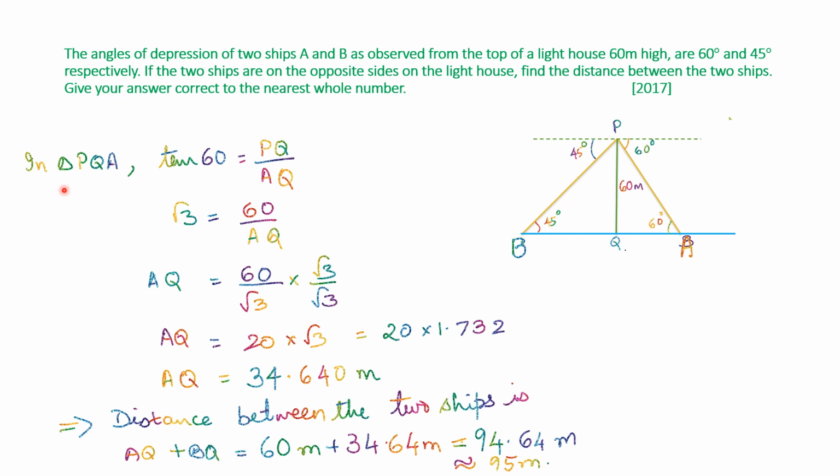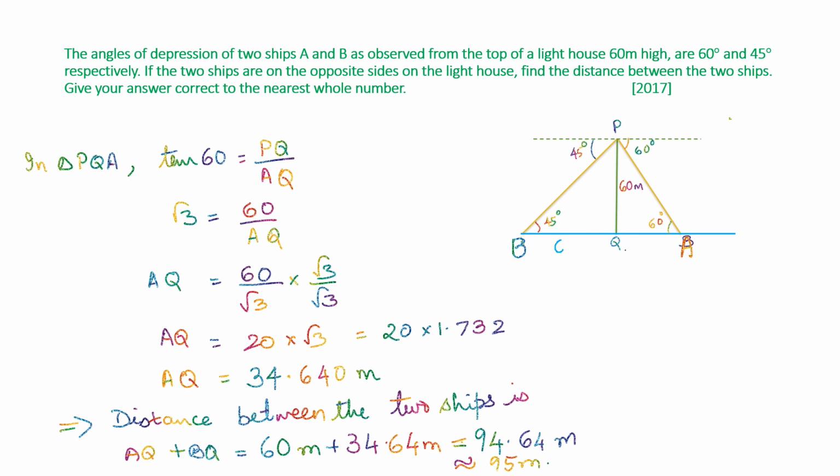In the next triangle, that is triangle PQA, tan of 60 is equal to opposite side upon the adjacent side, that is 60 upon QA. So root 3 is equal to 60 upon AQ, that is AQ is equal to 60 by root 3. When you have an irrational number in the denominator, you will not divide by 1.732. What you should do is rationalize the denominator, that is multiply by root 3 by root 3. So the denominator will become 3, and 60 divided by 3 will be 20 into root 3, that is 20 into 1.732. I am getting AQ length to be equal to 34.64.